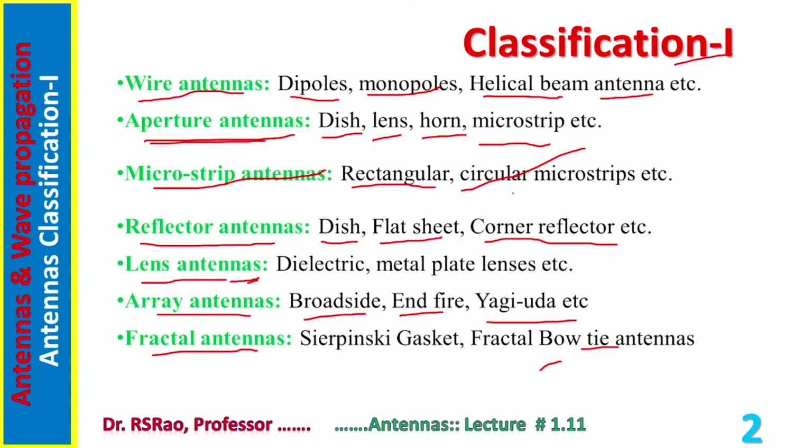Notice that this classification is not exclusive. It means you can find an antenna in more than one type of antennas, for example, microstrip antennas. These are there in aperture type of antennas. These are also there in microstrip antennas. Similarly, dish antennas are there in aperture type of antennas. These are also there in reflector type of antennas. This aspect has to be kept in mind: the classification given here is not exclusive.